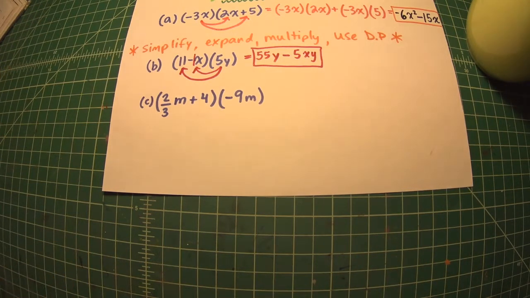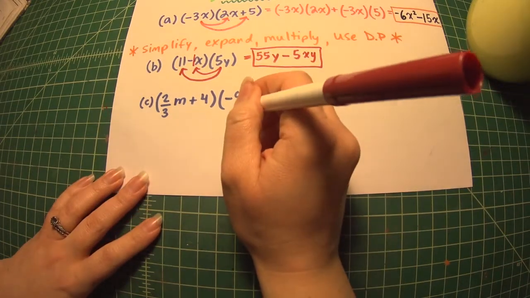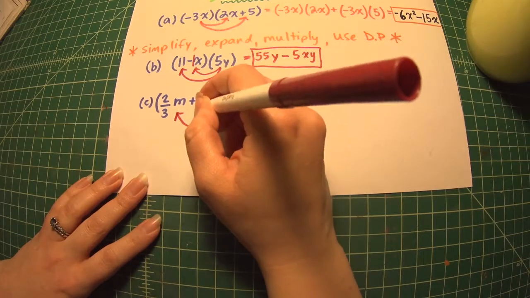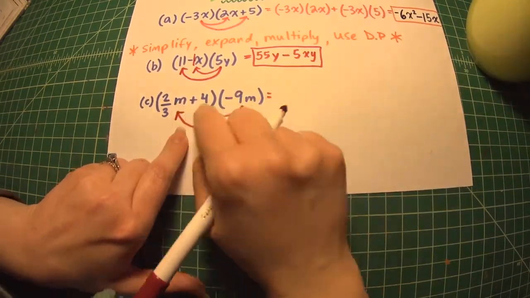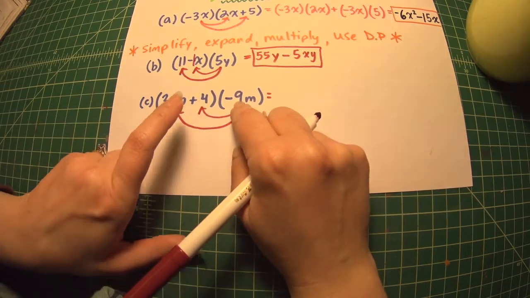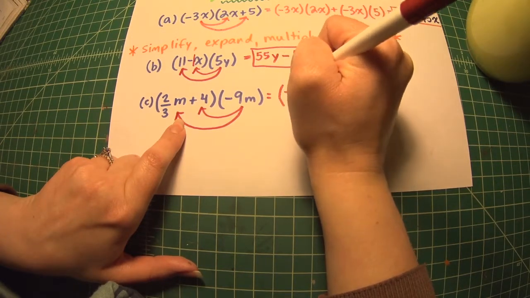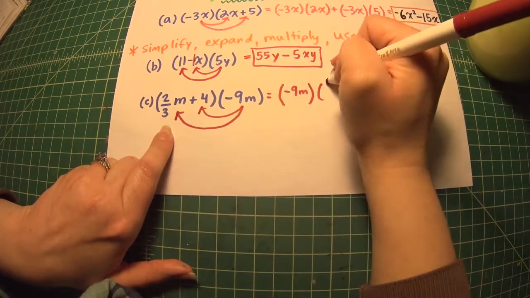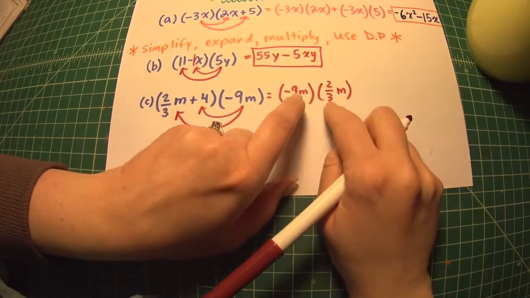So we need to identify the monomial, one term, there it is. We're going to distribute it. So times it by the first term in the polynomial and then by the second term in the polynomial. This time it gets a bit tricky because I've got a whole number being times by a fraction. So I've got negative 9m, and I'm having to times that by 2 over 3m. Okay, apples and oranges here.